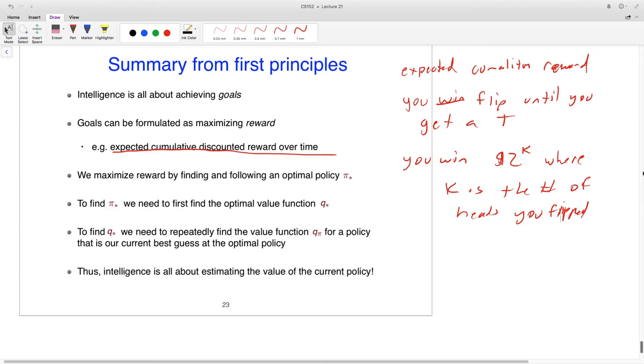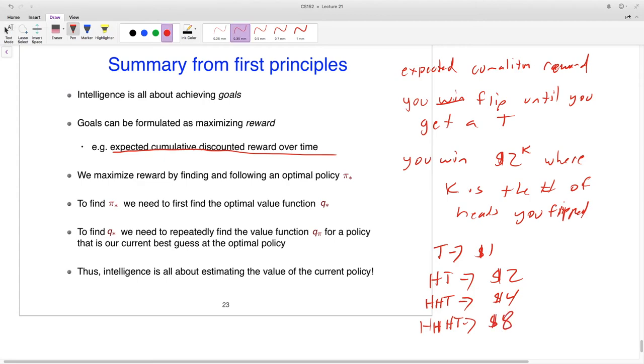Let's just see how this works. You flip a tail, what do you get? So you get a dollar. That's not a bad game. You flip a heads and then a tail. So tails gives you a dollar. Heads, tails gives you $2. Heads, heads, tails gives you $4. And heads, heads, heads, tails gives you $8. All right.